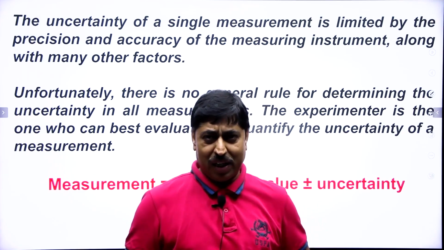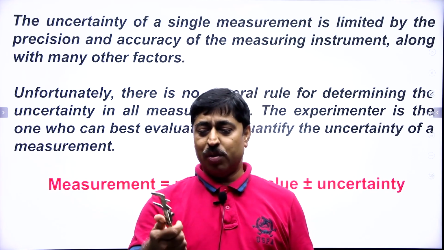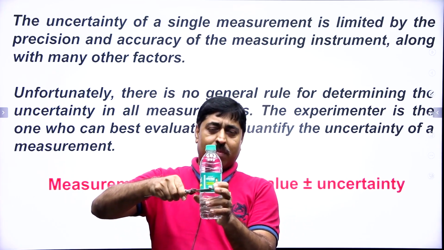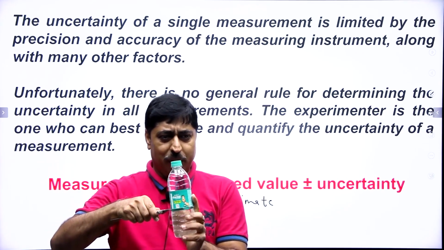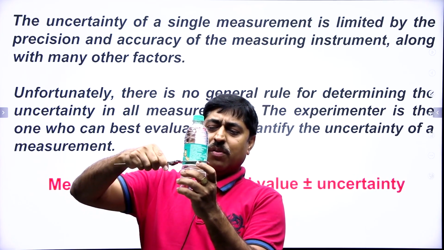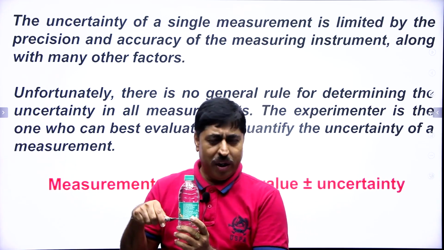It is not exactly equal to the least count of the instrument, isn't it? Now, suppose I use this vernier to measure the diameter of this bottle. This vernier has a least count of 1/10 of a millimeter, 0.1 millimeter. Now, I am trying to measure the diameter of this bottle using this vernier scale. So, my uncertainty will be limited to 0.1 millimeter.